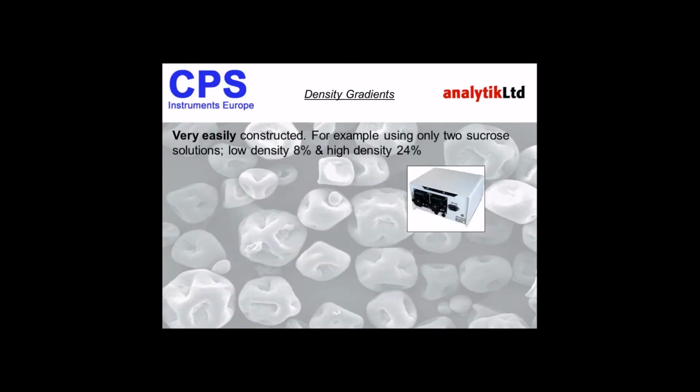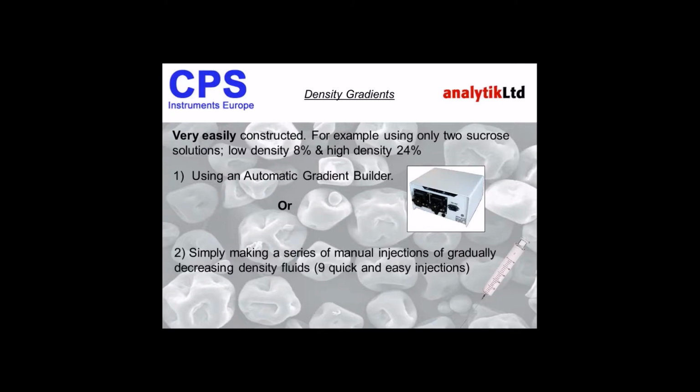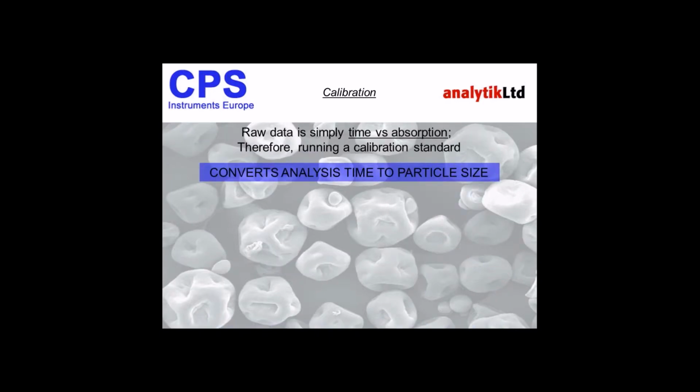So, how are these gradients constructed? The answer is very easily, very simply actually, and there are 2 methods of doing it. We can use an automatic gradient builder, or we simply make up a series of manual injections of gradually decreasing density fluids using a syringe and needle. In both cases, all you need are 2 fluid solutions, a low and a high. So in this example, we've got 8% and 24% sucrose solutions. You simply make up two solutions and you inject both of these in different quantities into the moving disc. The nice thing here is that this does not have to be done very accurately. So it doesn't really matter if we don't have an 8-24% sucrose, we could have 6-18, for example. It doesn't matter. The reason it doesn't matter is because we are always calibrating after we make up a gradient.